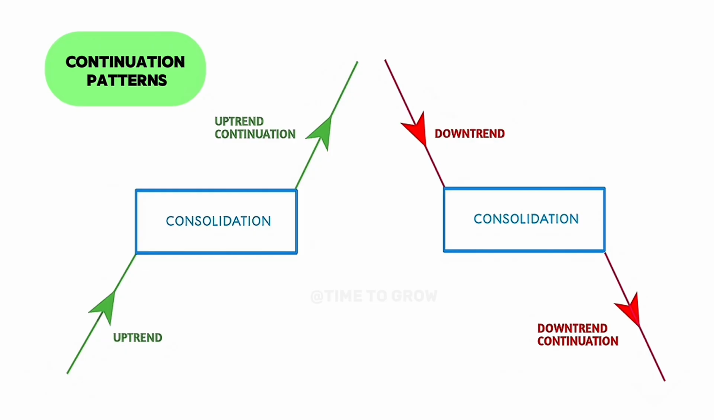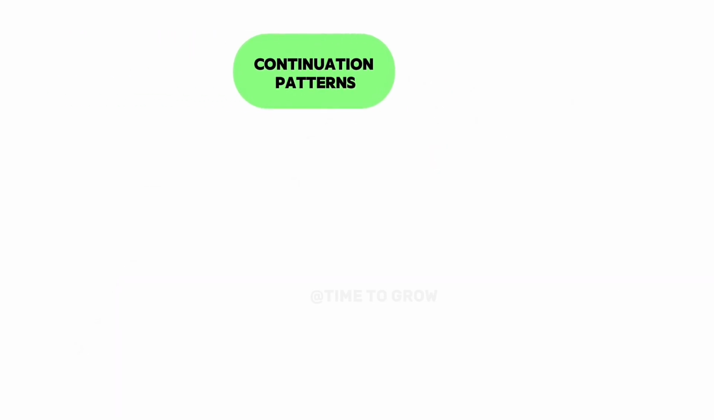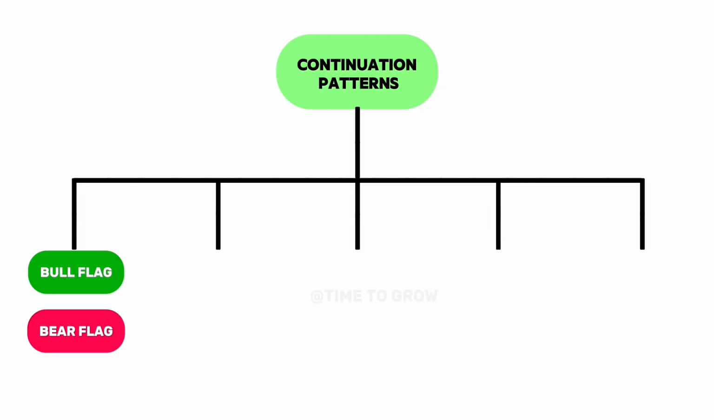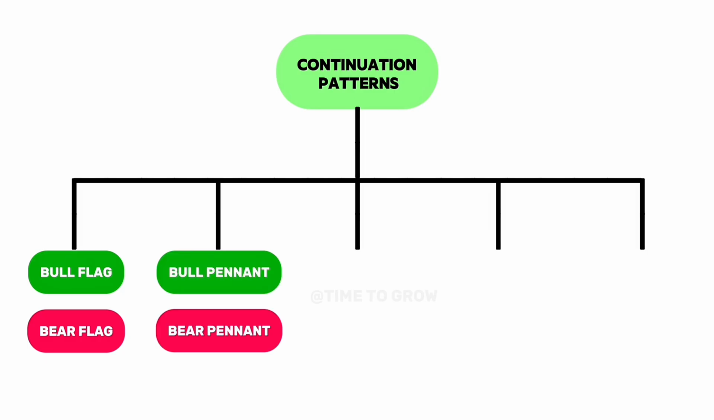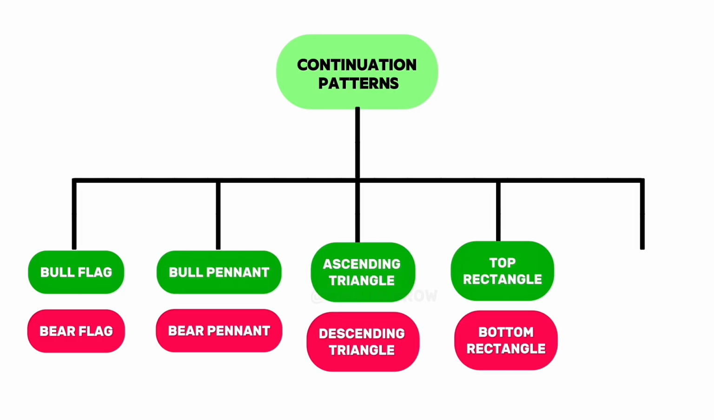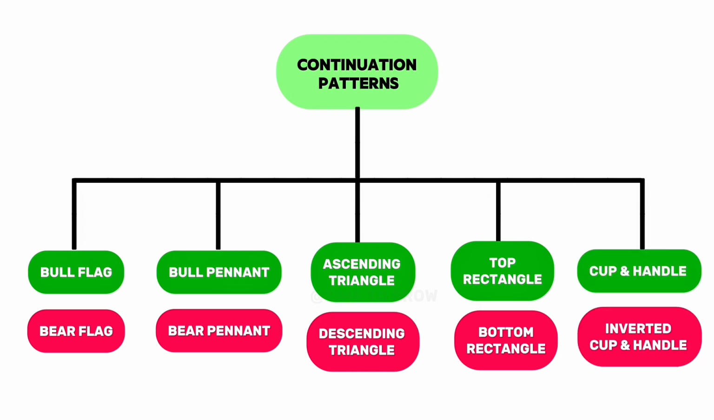To bring more clarity, let me explain something first. Continuation chart patterns are mainly divided into 5 types. The first is flag patterns, the second is pennant patterns, the third is triangles, the fourth is rectangles, and finally, the fifth is the cup and handle. Once we cover these 5, we'll complete the entire continuation pattern section. In today's video, we're going to dive deep into the flag pattern.